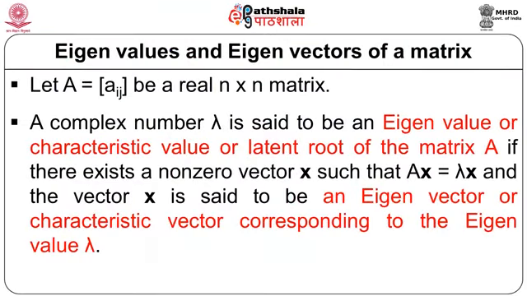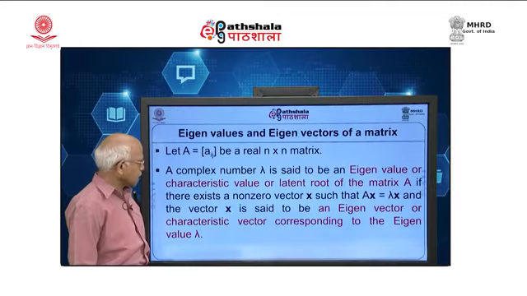So, what are eigenvalues and eigenvectors of a matrix? That we will discuss here. Let A equal to Aij be a real n cross n matrix, where the Aij's are the elements of the matrix A. A complex number lambda is said to be an eigenvalue, or equivalently a characteristic value or latent root, of the matrix A, if there exists a non-zero vector x bar such that A x bar equal to lambda x bar. The vector x bar is said to be the eigenvector, or the characteristic vector, corresponding to the eigenvalue lambda.